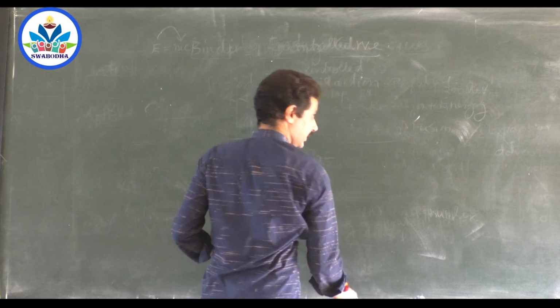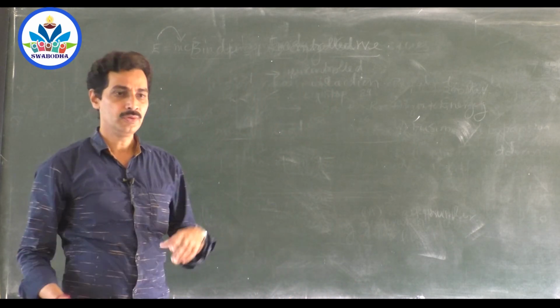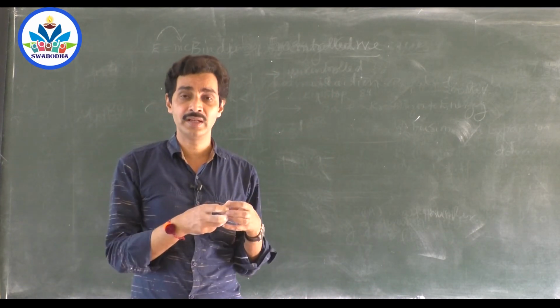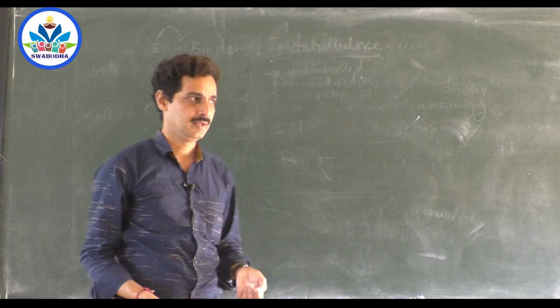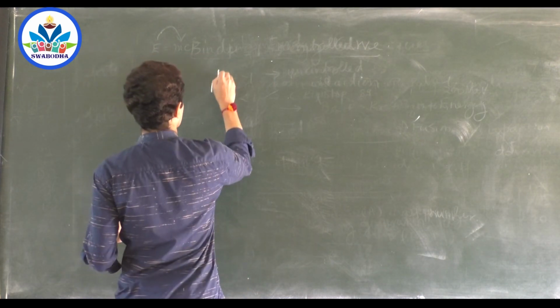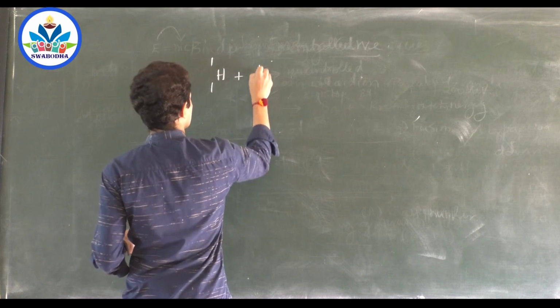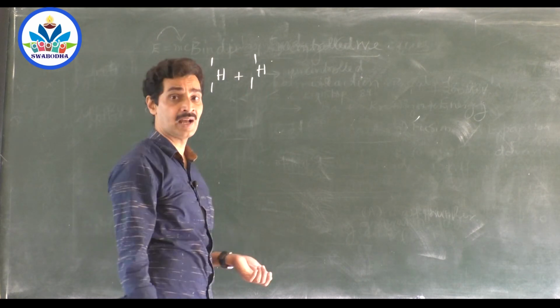What is fusion? Fusion is a process where two lighter nuclei combine together to form a heavier nucleus. Best example is 1H1, two hydrogen nuclei. This is what is happening in stars.